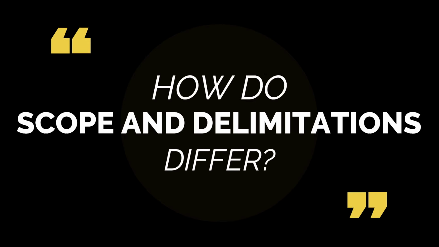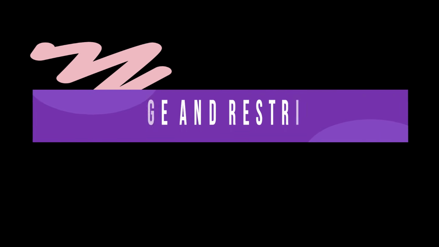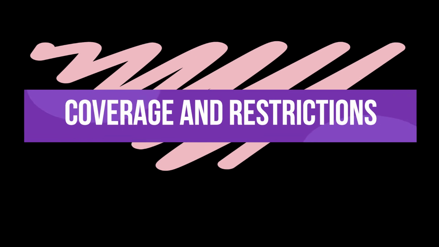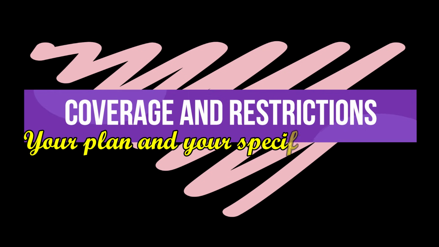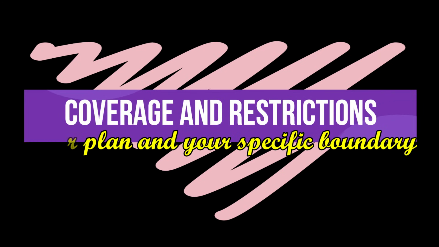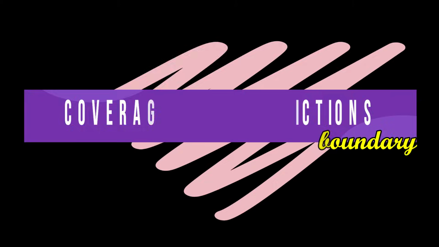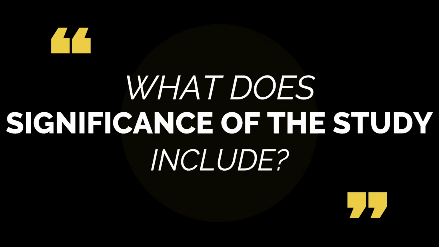When we say scope and delimitations, scope refers to the coverage of the study or what you plan to work on. This is important mainly to keep your research practical, feasible, or achievable. On the other hand, the limitations mean you are setting a specific boundary or restrictions in connection with your research study.